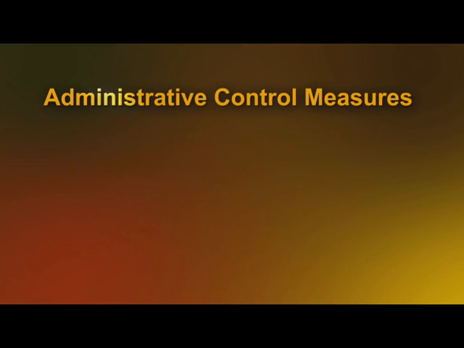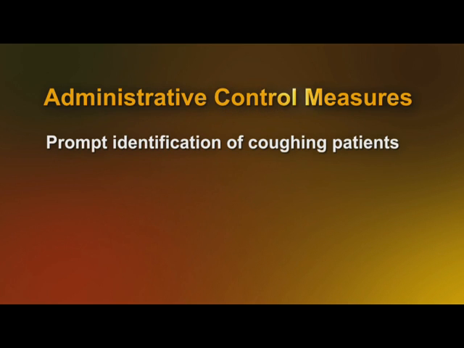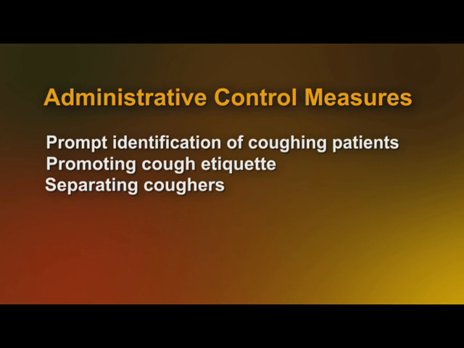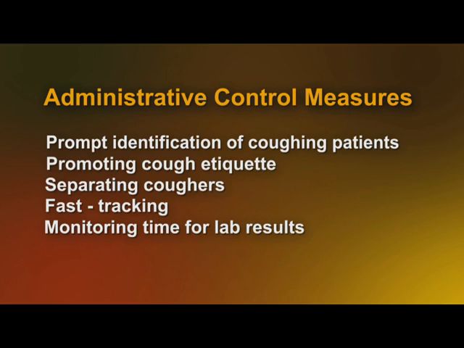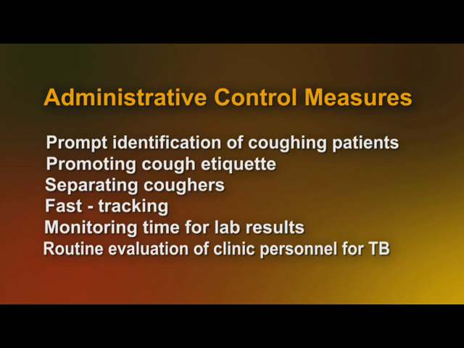The basic building blocks of infection control are the administrative control measures and should be implemented by all members of the team. These measures include prompt identification of coughing patients, promoting cough etiquette, separating coughers from other patients, and fast tracking for prompt diagnosis and treatment. They also include monitoring the time it takes to get laboratory results back, such as sputum smear results, and assuring the routine evaluation of clinic personnel for TB.